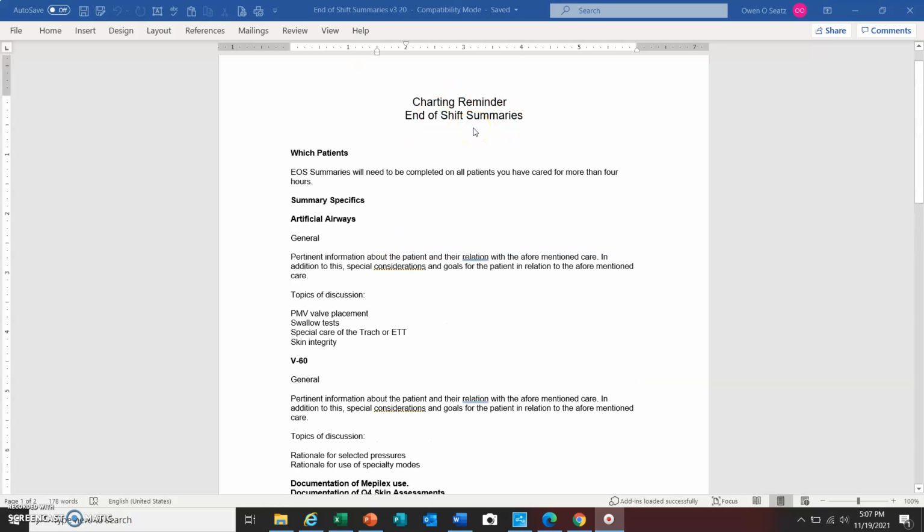This will continue into the Epic domain as well, but we've been a little busy, of course, and we need to kind of get back to our base roots, and that is putting in end of shift summaries or progress notes.